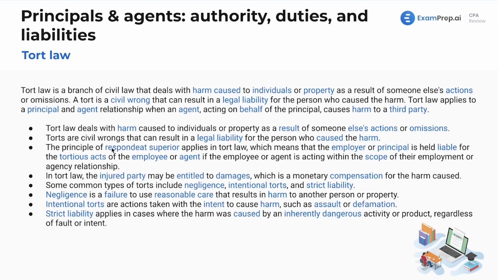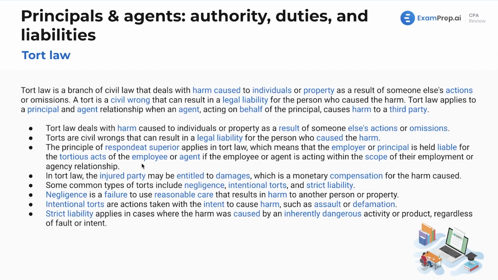Torts are civil wrongs that can result in a legal liability for the person who caused the harm. The principle of respondeat superior, we'll see this a bunch, and we have the definition of it. This is a good old Latin phrase that keeps popping up, applies in tort law, which means that the employer or principal is held liable for the tortious acts of the employee or agent if the employee or agent is acting within the scope of their employment or agency relationship.